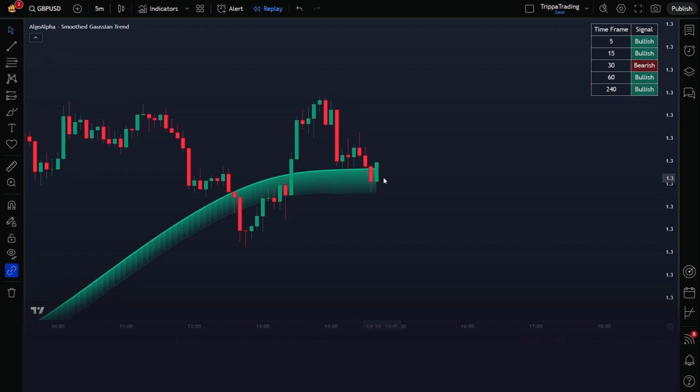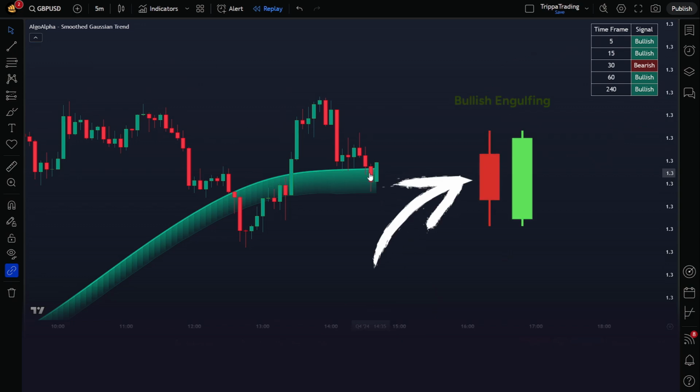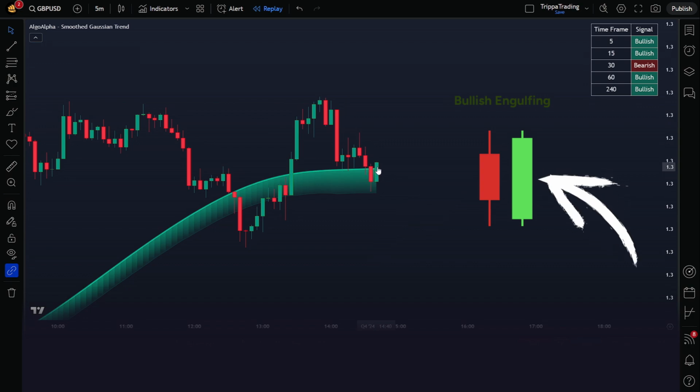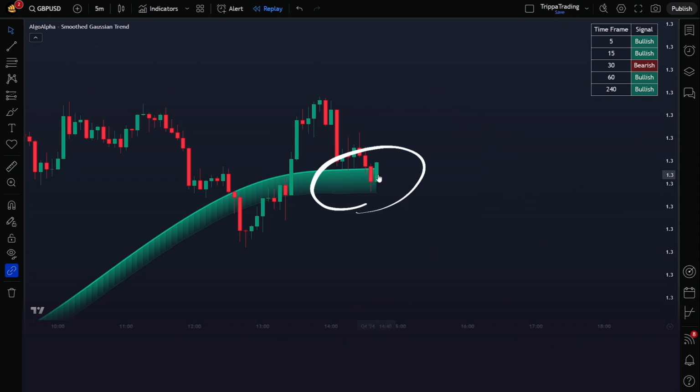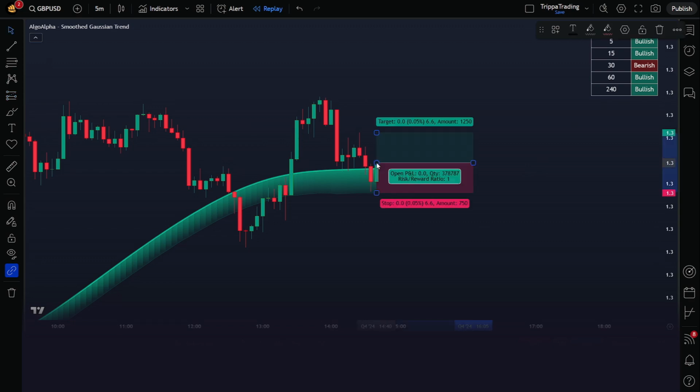Now, during the pullback, we need to look for a candlestick pattern where one red candle is followed by an engulfing green candle. An engulfing candle is simply a candle that is larger than the previous candle. Here, we see that this green candle is bigger than the previous red candle, confirming our setup. So we enter a buy position here.